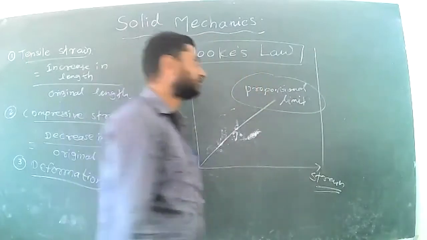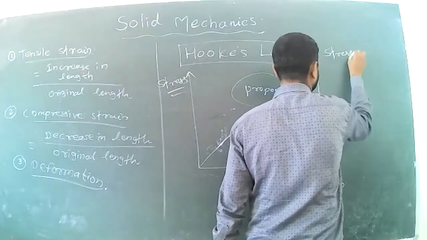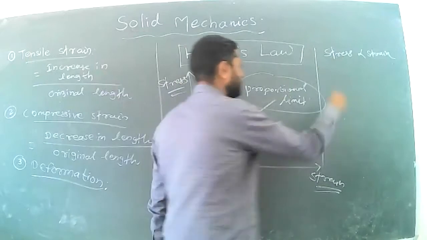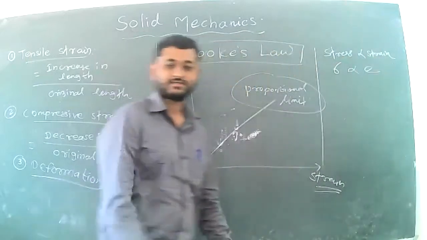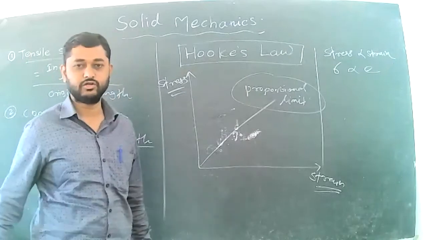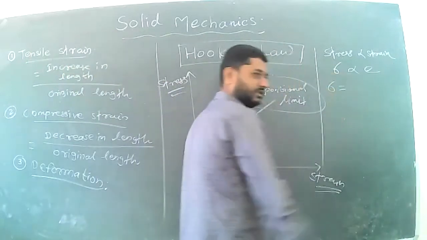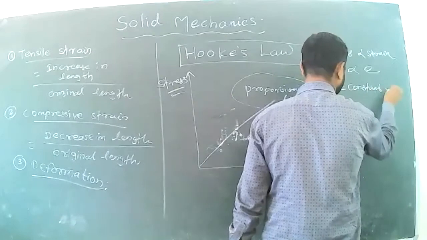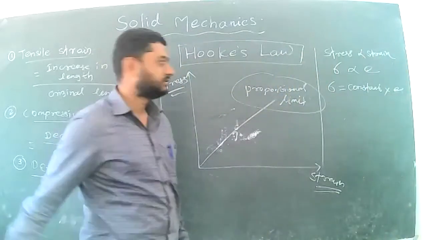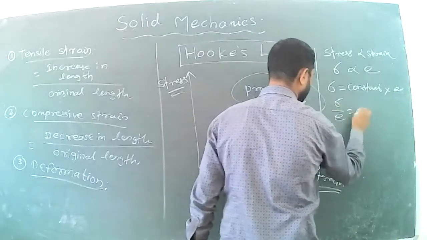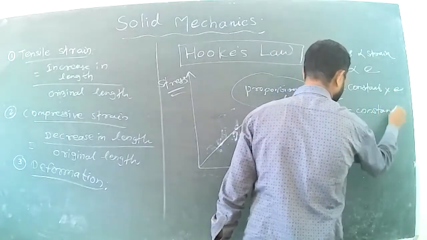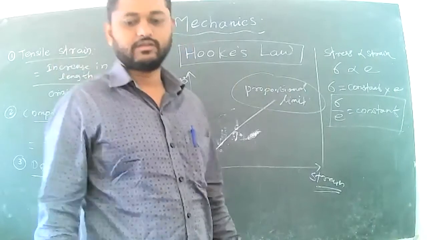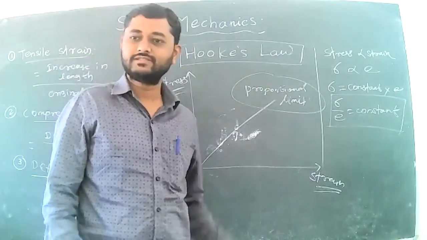Stress is directly proportional to strain, which means, suppose we denote the stress as sigma and strain as E. Stress is directly proportional to strain, so sigma is equal to a constant times E. This ratio sigma by E is equal to a constant. This is the relation between stress and strain, and this is Hooke's law.